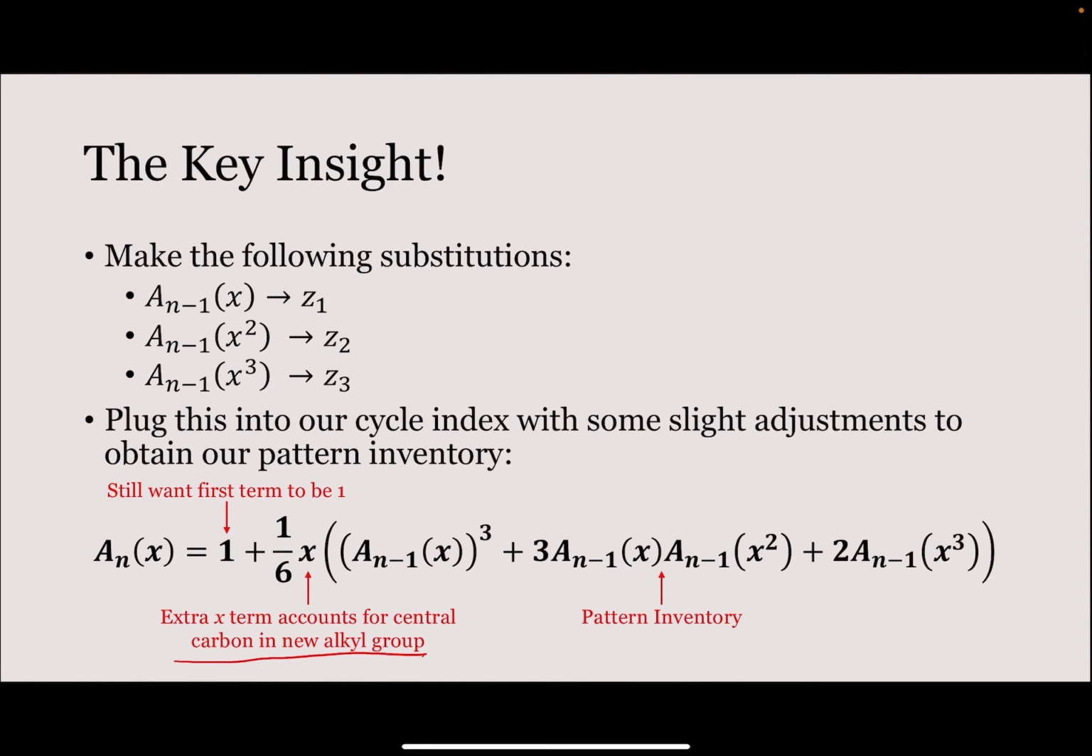So remember, by convention, we wanted our alkyl series to start with 1, sort of having a 1x to the 0 term. When you shifted over your sequence by x and multiplied everything through by x, you made the first term actually equal to 0. So we're just going to add a 1 in there to maintain the fact that we want the first term to be a 1. Okay.